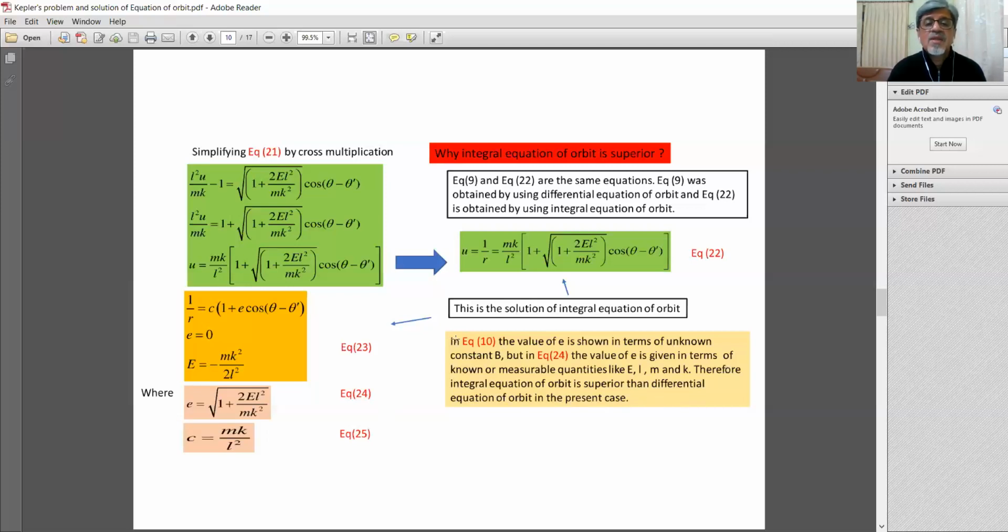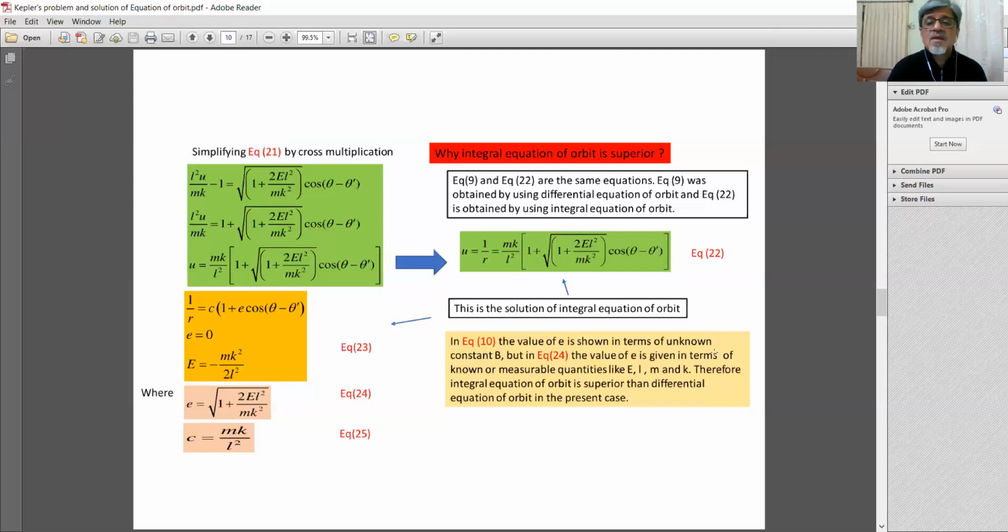If you compare equation number 10, the value of e is shown in terms of an unknown constant B. We have already noticed that in equation number 10, e was represented in terms of some constants, but constant B was unknown. But in equation number 24, the value of e is given in terms of known or measurable quantities, like E is energy, L is angular momentum, m is mass, and k is the constant. Therefore, the integral equation of orbit is superior to the differential equation of orbit in the present case.